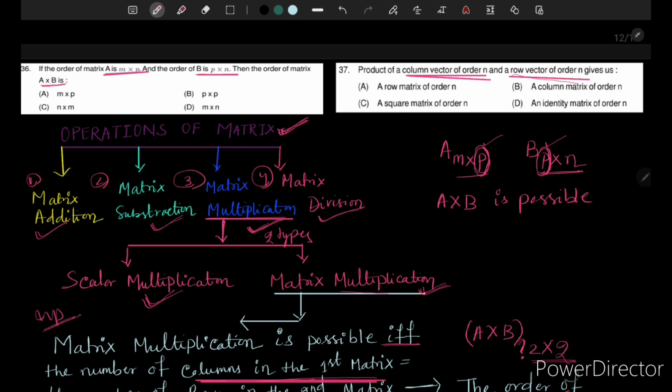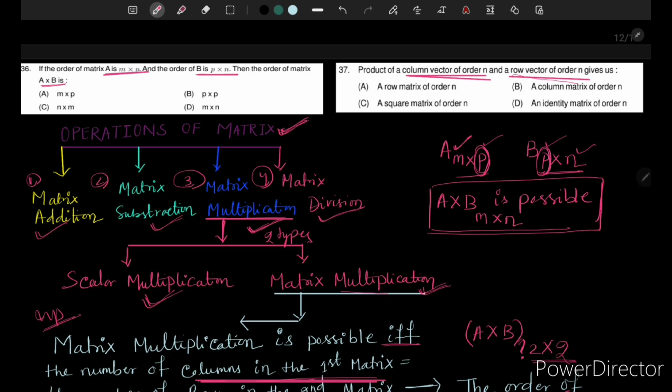Okay, then what question arises: what will be the order of the new matrix, that is A into B. So here I want to say that I have already discussed that the order of the new matrix will be the number of rows in the first matrix, that is M, and the number of columns in the second matrix, that is N. Okay, so the new matrix will be of order M by N.